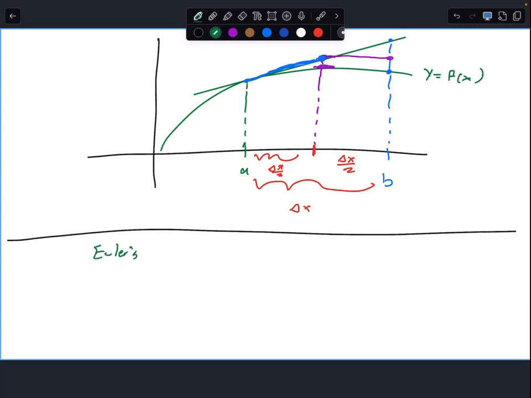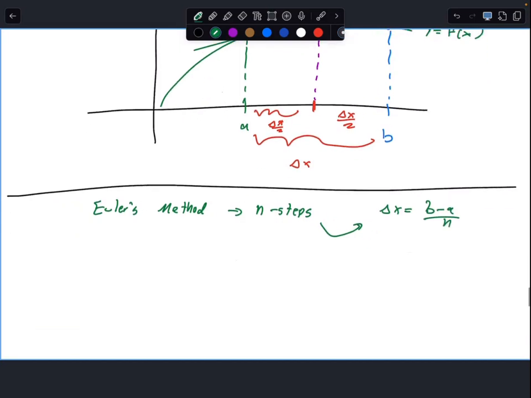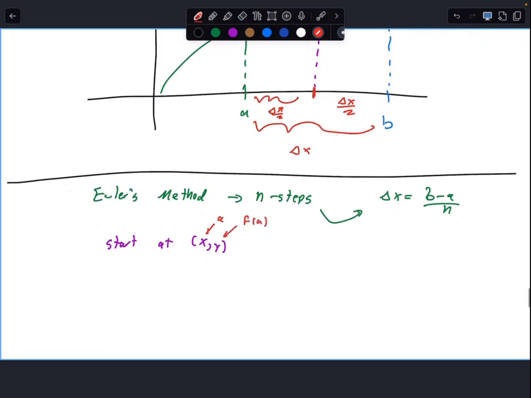So Euler's method, using n steps, gives us a delta x of b minus a over n. We are going to start at x comma y, which in this case is our a, where we're starting right here at a, and we're going to go at f of a. And we want to figure out where it is at our new point, at that other value.